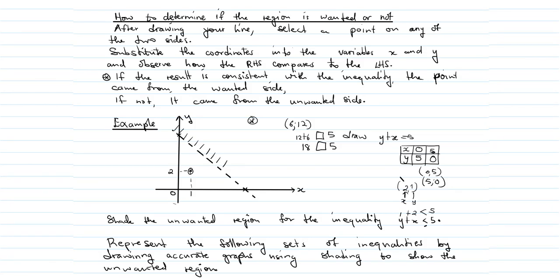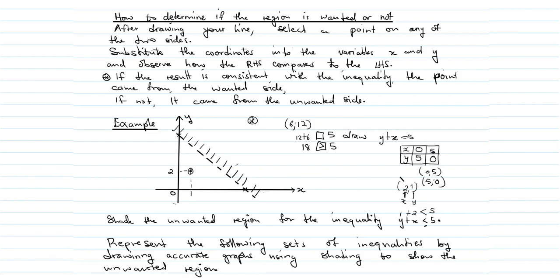And then what does that say? It's greater than 5. Does it agree with the inequality? No. So it means (6, 12) came from what? The unwanted region. So still you will shade the same side. If you take the point from the unwanted region, it will disagree with the inequality. If you pick it from the wanted, it will agree with the inequality. So it doesn't matter which point you take, as long as you know where you took it from. Whichever point we take, we will always determine that this is our unwanted region.